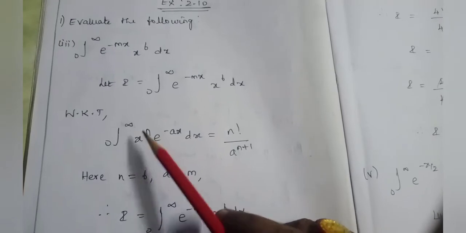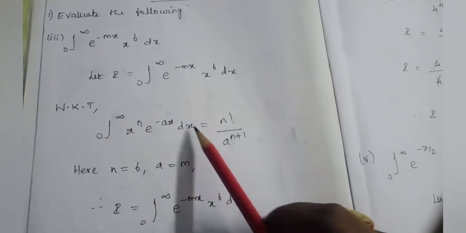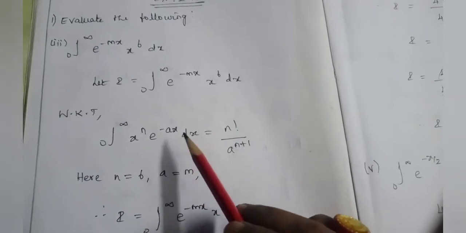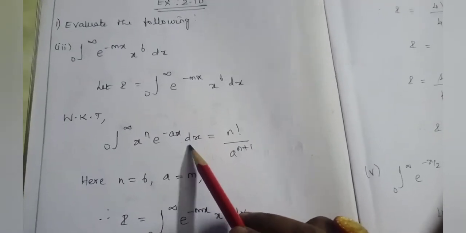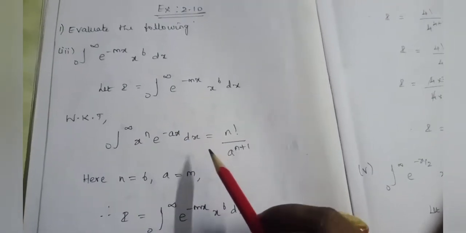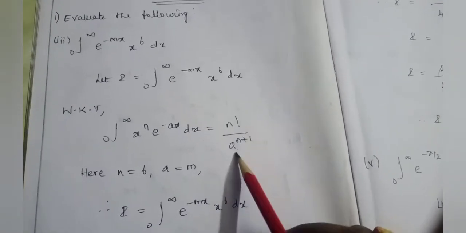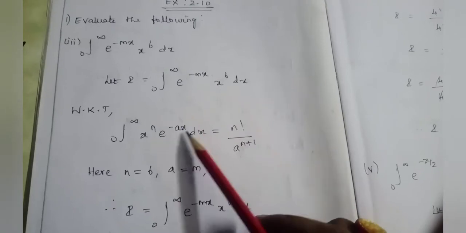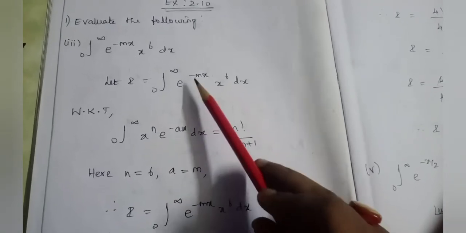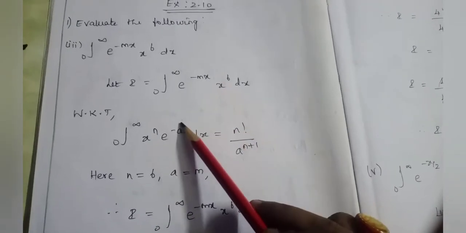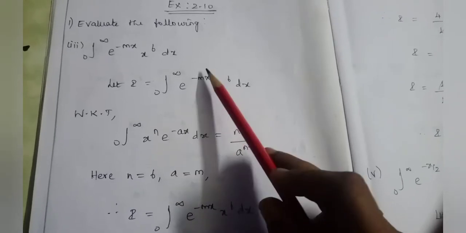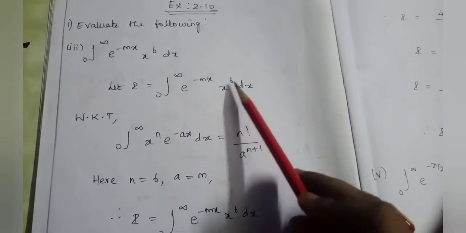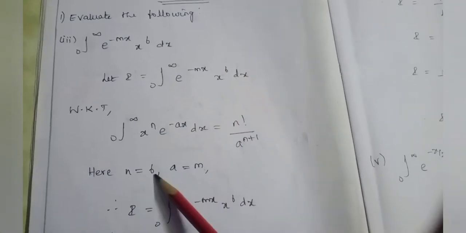Integral 0 to infinity x power n e power minus ax dx. If you are having a gamma integral in this format, a proper definite integral in this format, we saw, you can write it as n factorial divided by a power n plus 1. So compare this and this. In the place of e power minus ax, you are having e power minus mx. So a is equal to m. So I am writing it as a is equal to m. And x power n, you are having x power 6. So n is equal to 6.